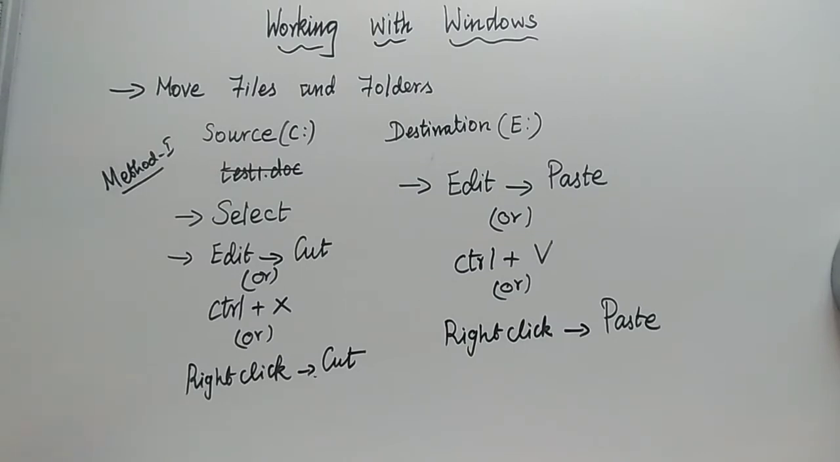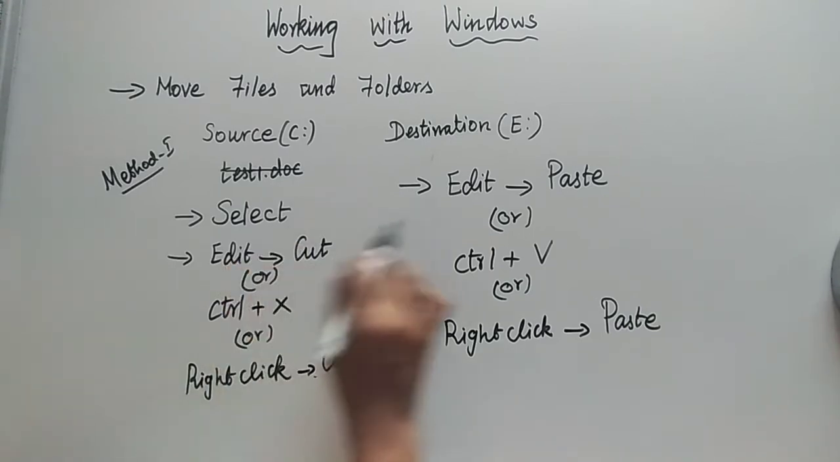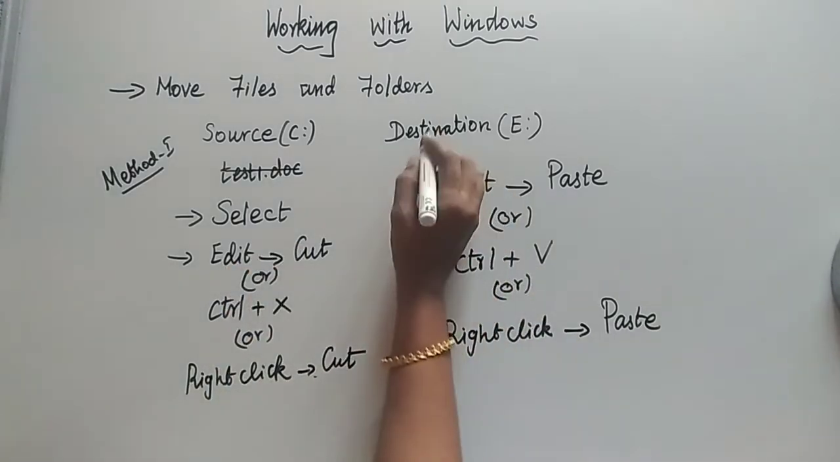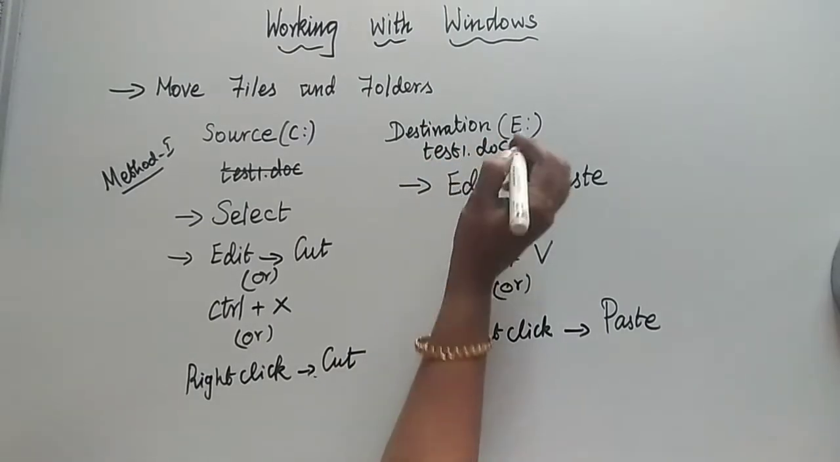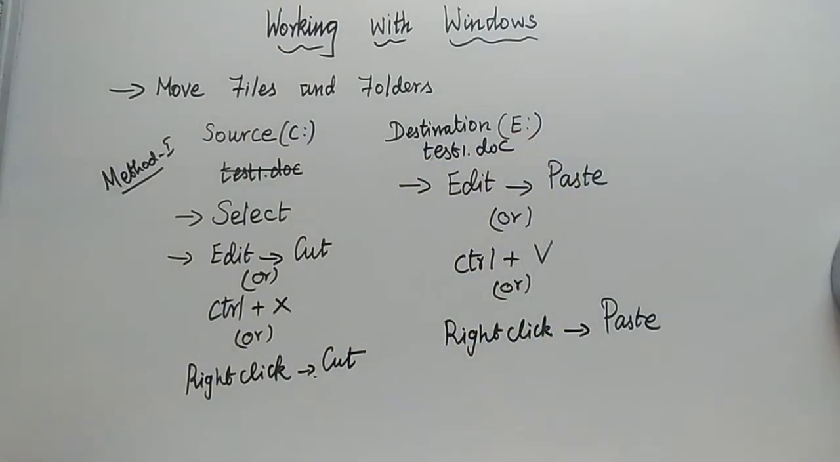So this is your method 1. After performing these steps, now test1.doc is seen in the E colon for you. So, are you clear with the first method, how to move from source to destination, that is, from one folder to another?